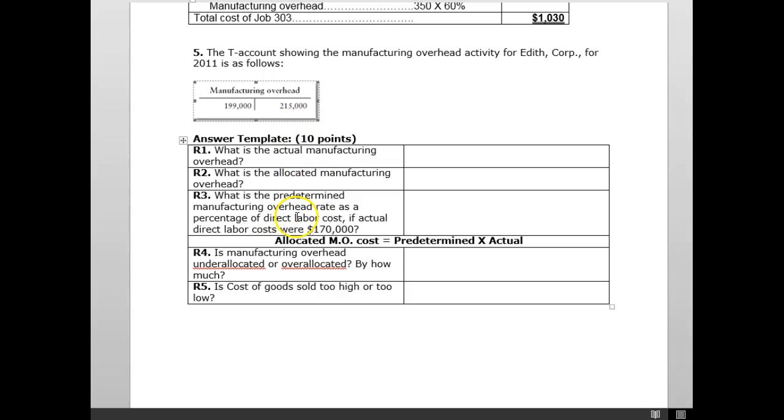So what is the predetermined manufacturing overhead rate as a percent of direct labor costs if the direct labor costs were 170,000? Well, the best way to do that, okay, you're dealing with this number and this number. What do I multiply times that 170,000 to come up with 215,000? And the best way to calculate that is what? Divide 250,000 by 170,000 and come up with a percentage.